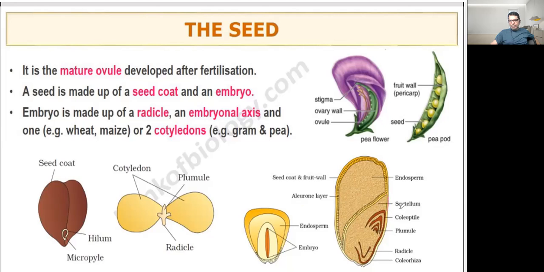If we see the embryo here, we can see the scutellum. Then there is a plumule and radicle. Towards the plumule side there is a covering-like tissue called coleoptile, and towards the radicle there is coleorhiza. Rhiza means root. Coleoptile covers the plumule and coleorhiza covers the radicle.